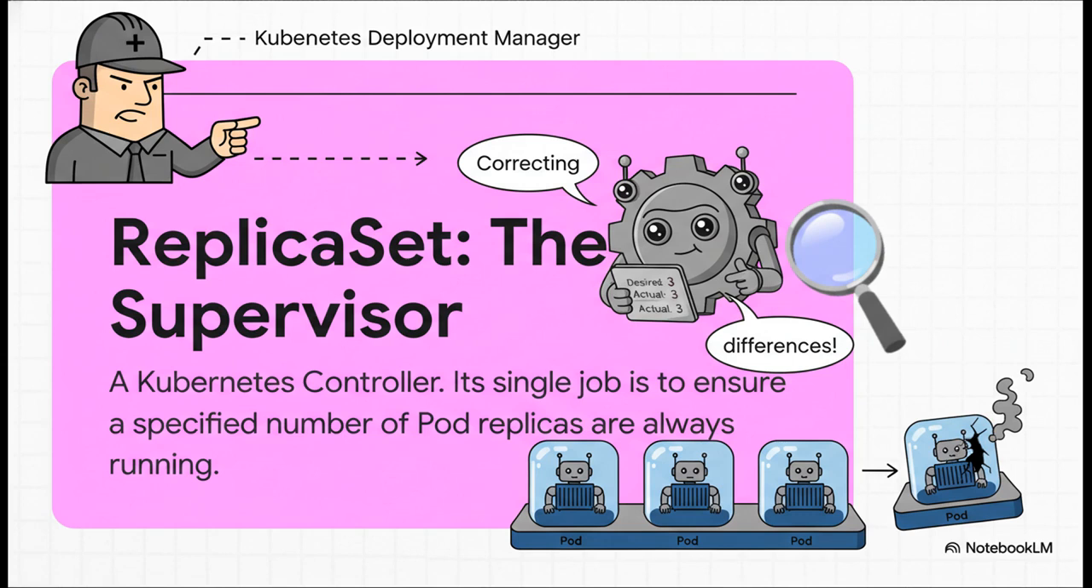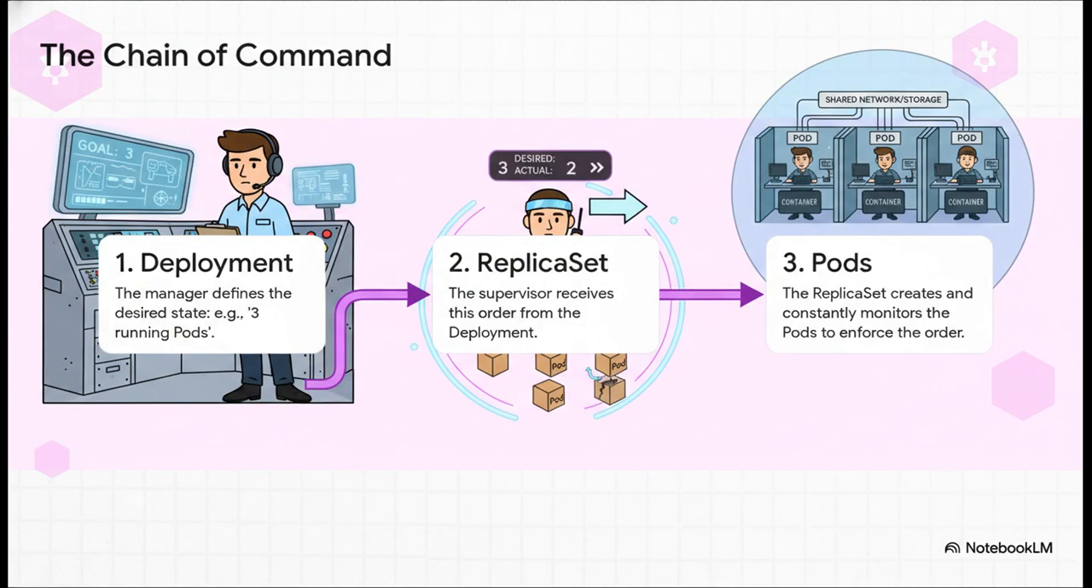This supervisor is called a ReplicaSet. It's a type of Kubernetes controller, which is really just a program that's always watching. It's constantly comparing the state you want, say, I want 3 pods, with the state that actually exists. And if they don't match, it fixes it immediately. And here's that chain of command in action. The deployment, our manager, sets the goal. It then hands that order off to a ReplicaSet, its supervisor. And the ReplicaSet does all the grunt work of creating, watching, and maintaining the pods. You, the operator, you only ever have to talk to the manager.